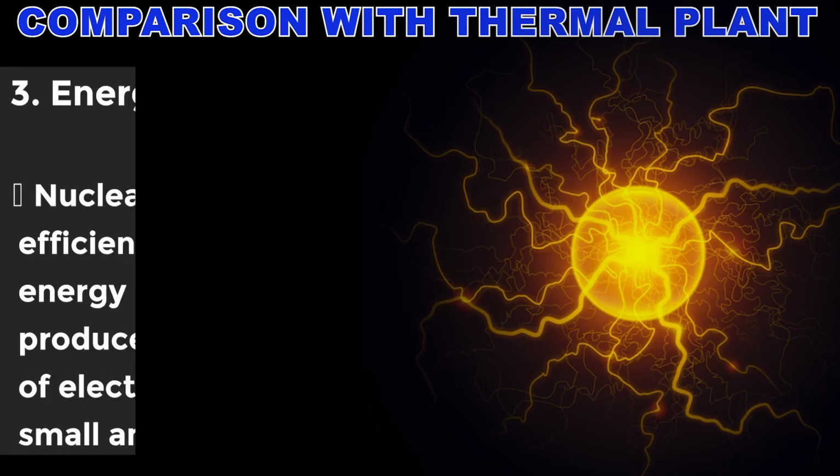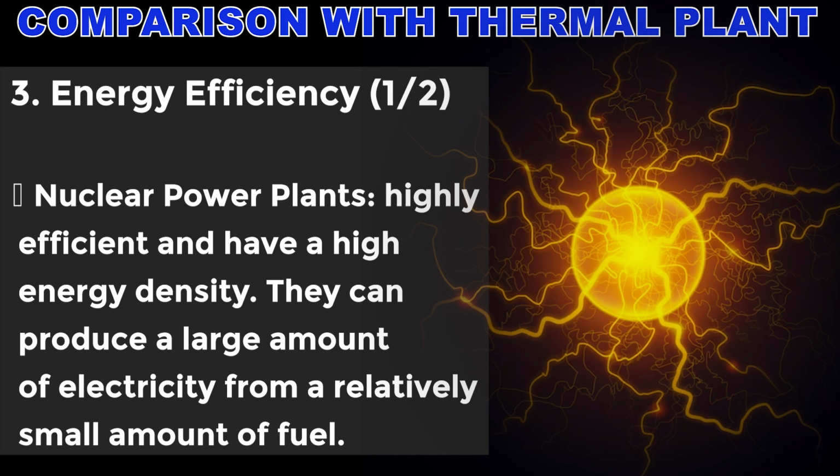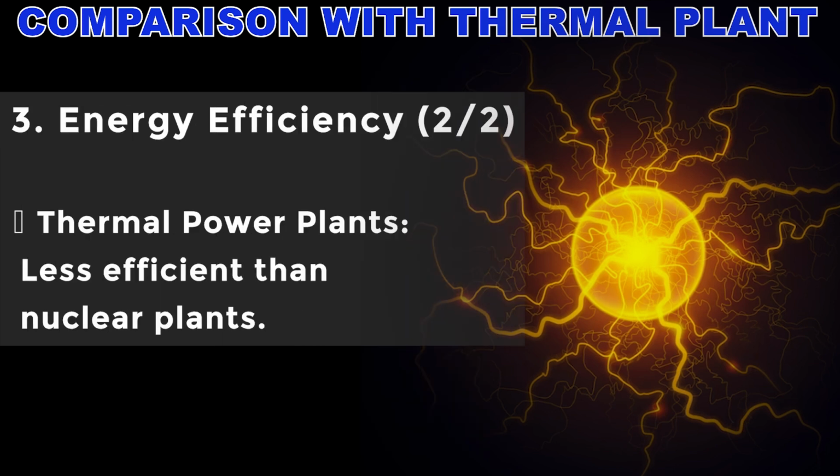Next comparison is energy efficiency. Nuclear power plants are highly efficient and have a high energy density. They can produce a large amount of electricity from a relatively small amount of fuel. Thermal power plants are less efficient than nuclear power plants because a substantial portion of the energy in the fuel is lost as waste heat during combustion.